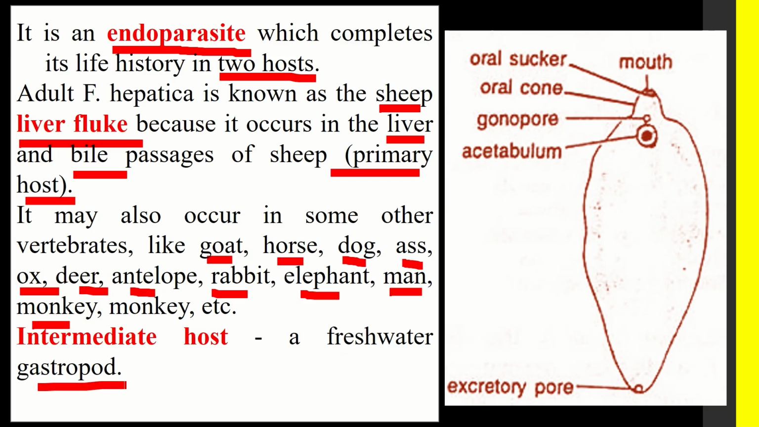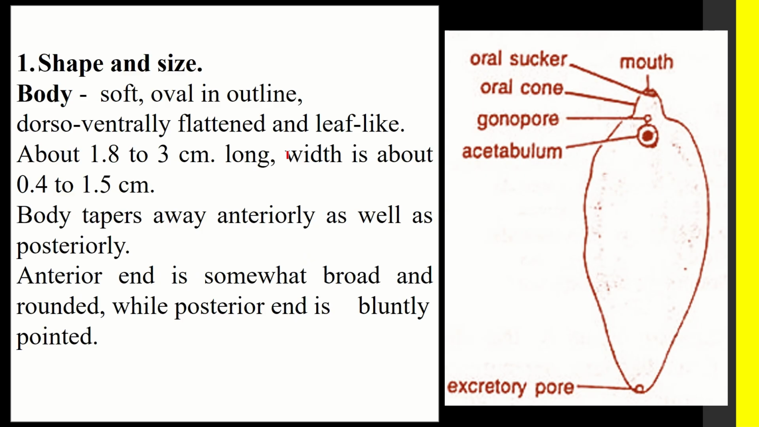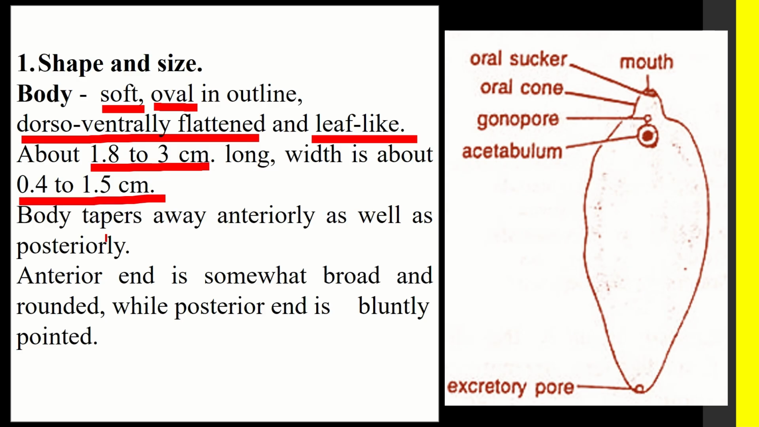When we see the shape and size of this organism, the body of Fasciola hepatica is soft, oval in outline, dorso-ventrally flattened and leaf-like. It is about 1.8 to 3 centimeters long. Width is about 0.4 to 1.5 centimeters. The body tapers away anteriorly as well as posteriorly. The anterior end is somewhat broad and rounded, while the posterior end is bluntly pointed.